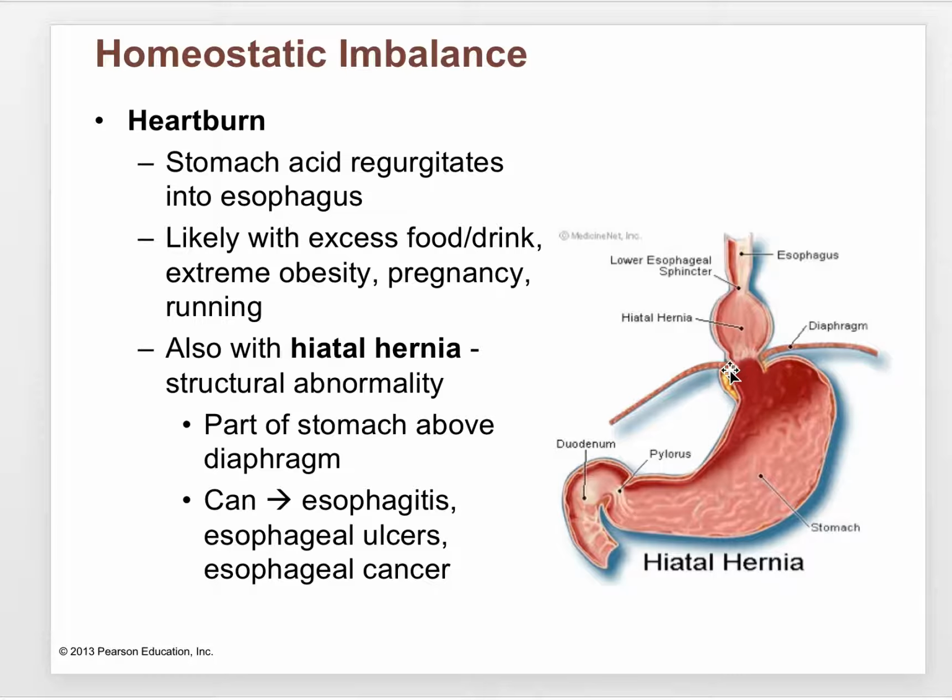Hiatal hernia, you might have heard of hiatal hernia. Hiatal hernia is when part of the stomach gets protruded above the diaphragm, and so you have the esophagus and the esophageal sphincter, and this proximal part of the stomach, all above the diaphragm. That's what a hiatal hernia refers to, and that could be an area where you have heartburn. It could be a place for esophagitis, esophageal ulcers, and cancer of the esophagus.